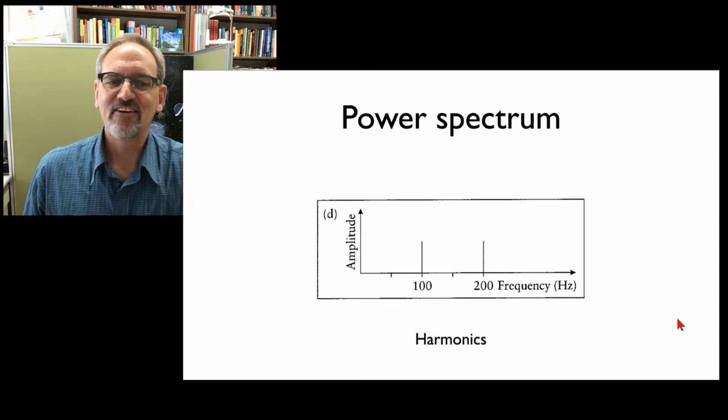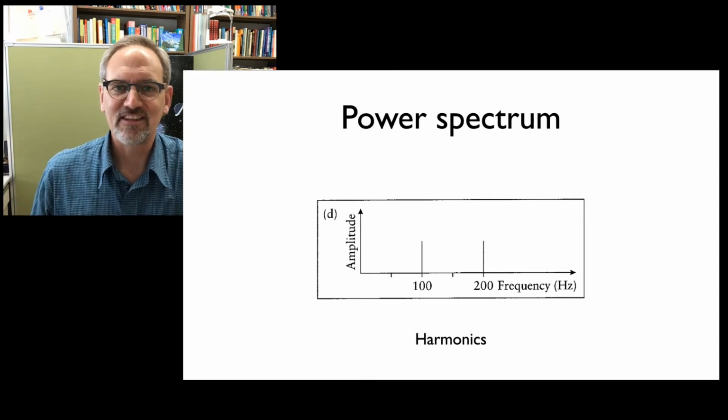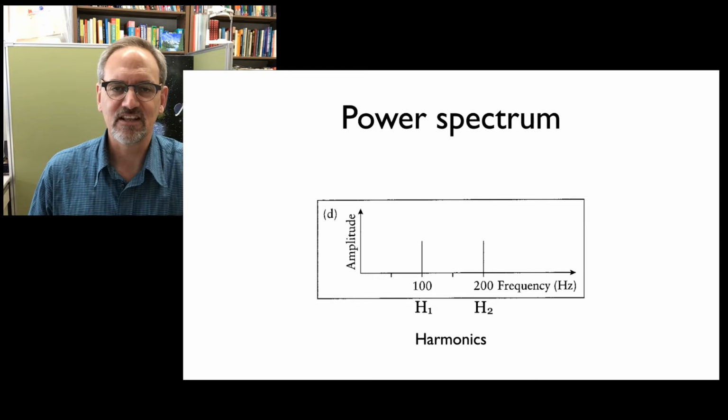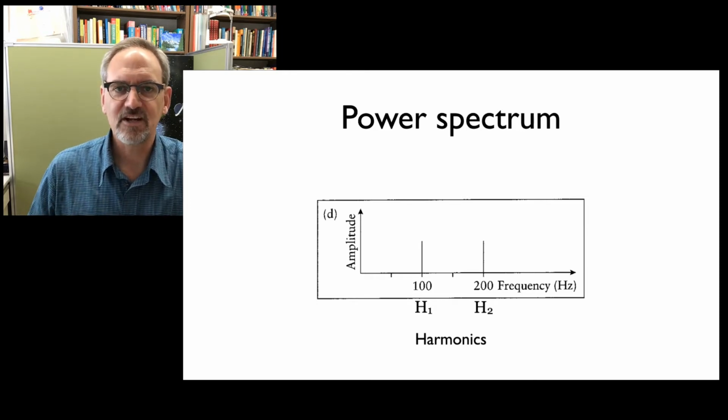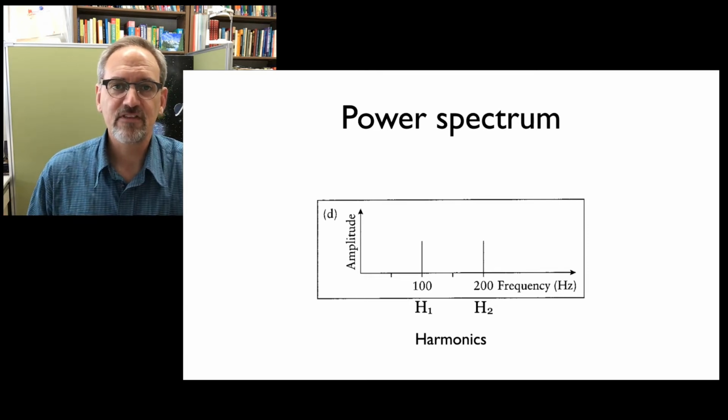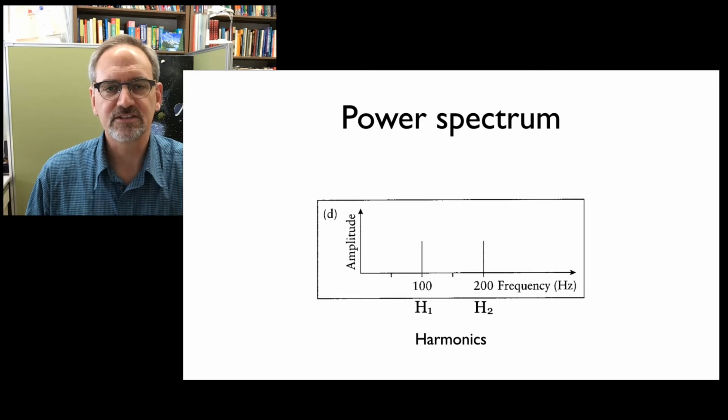Now, we call the relationship between these vibrations harmonics. The first harmonic is the lowest frequency. H1 is the first harmonic. The second harmonic is always exactly 2 times the first harmonic. So if the first harmonic is 100 hertz, the second harmonic will be 200 hertz.